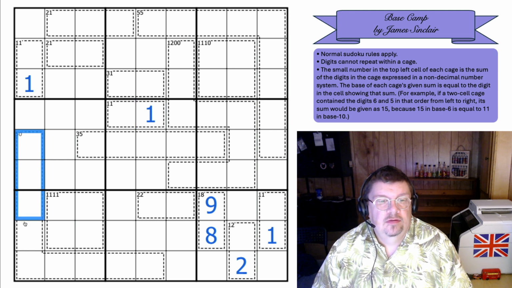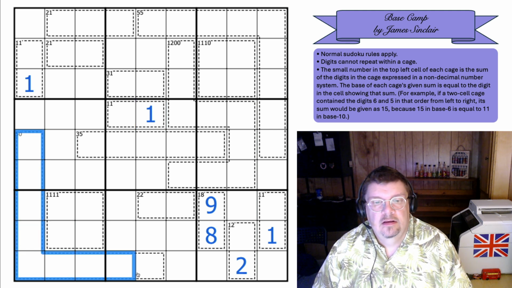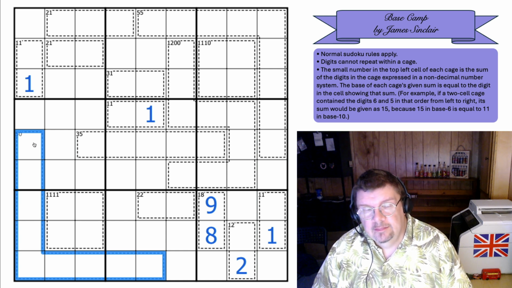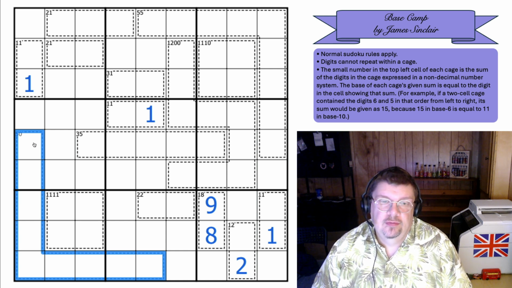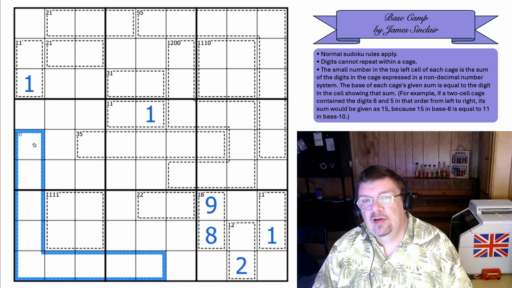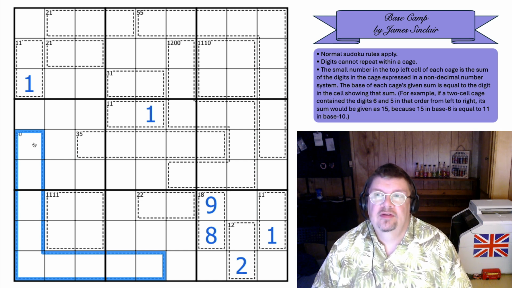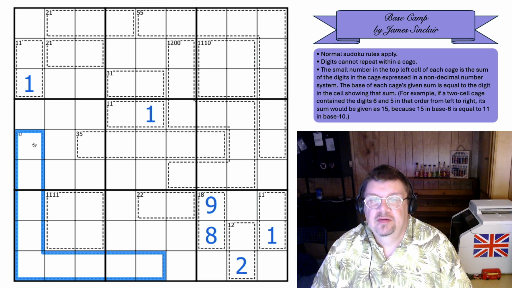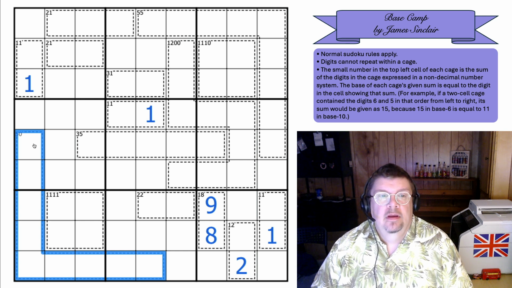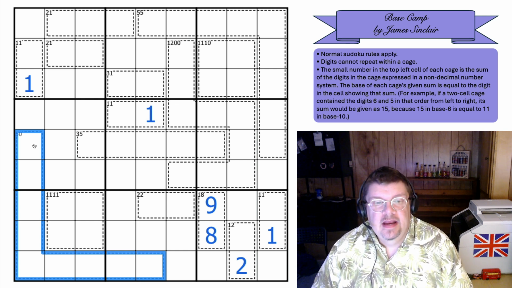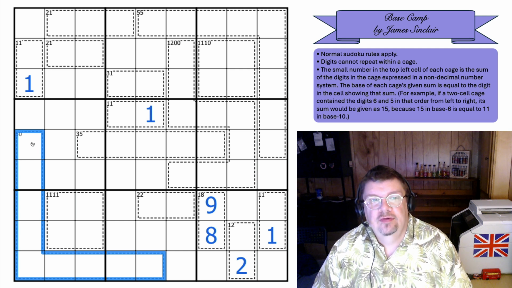Okay, this is a 9-cell cage. We know that digits cannot repeat. And we know the secret of Sudoku is that any row, column or box adds up to 45 because the digits in any row, column or box are the digits 1 to 9. That also means that a cage that is 9 cells long with no repeats is also 1 to 9, so the sum of this cage in decimal is 45.